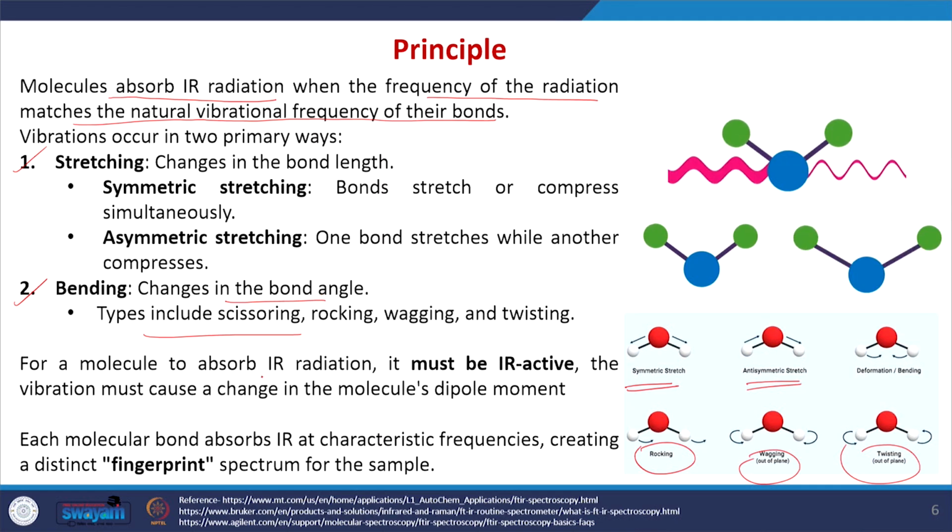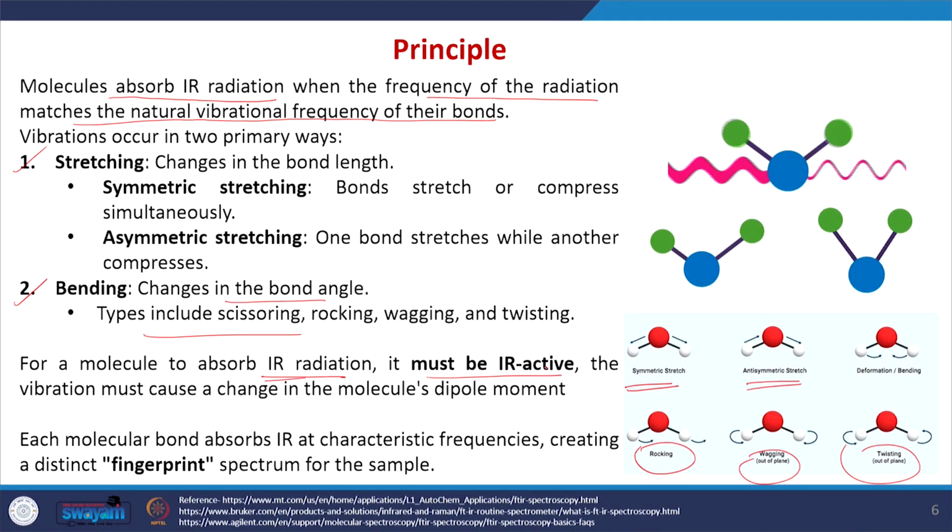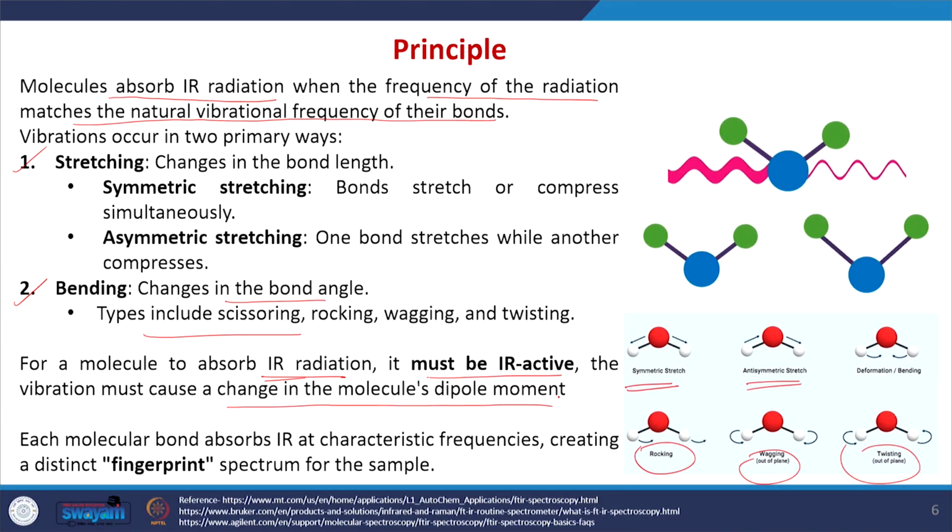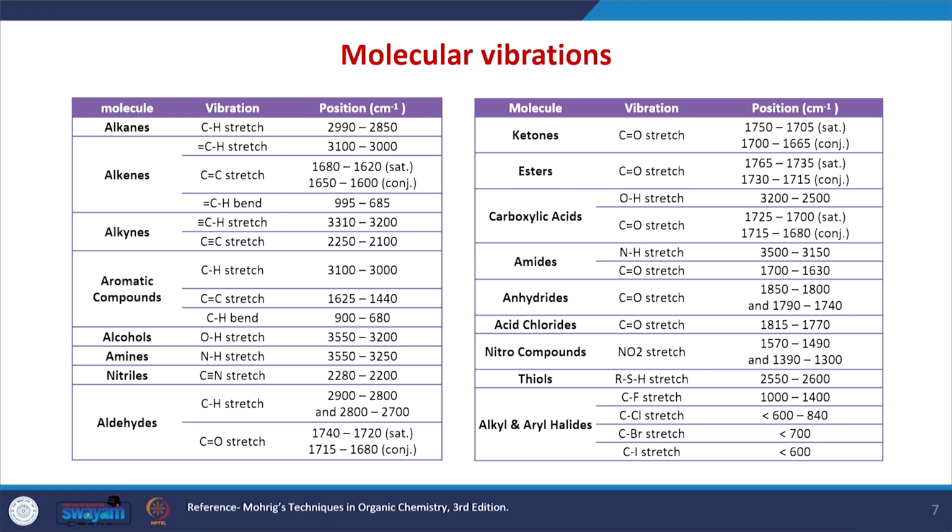For a molecule to absorb IR radiation, it must be IR active. The vibration must cause a change in the molecule's dipole moment. So, then only we can measure the spectrum, and each molecular bond absorbs IR at characteristic frequencies, creating a distinct fingerprint spectrum for the sample. From this tabular column, you can get a clear idea about the molecular vibrations of various molecules and their corresponding peak position. For example, if it is an amine, you get NH stretch and the peak position will be between 3550 to 3250. Similarly, for other molecules also, we can understand from this table what kind of vibration we get and where the peak position will be in the FTIR.